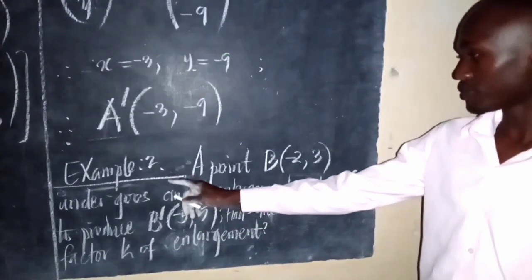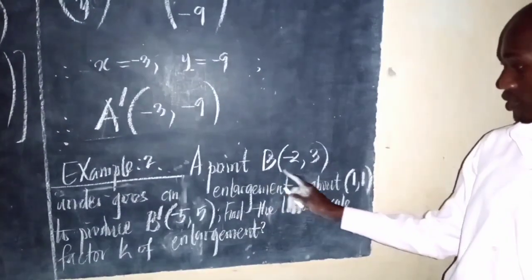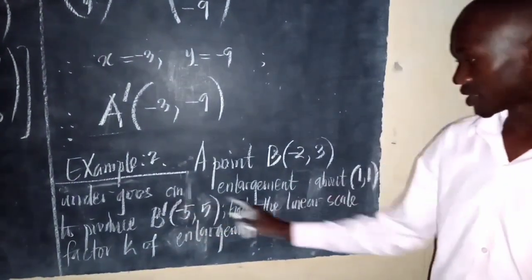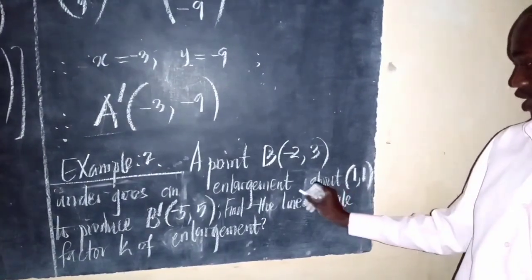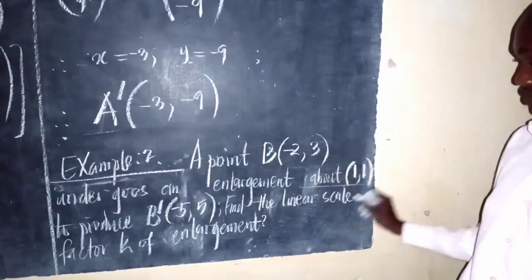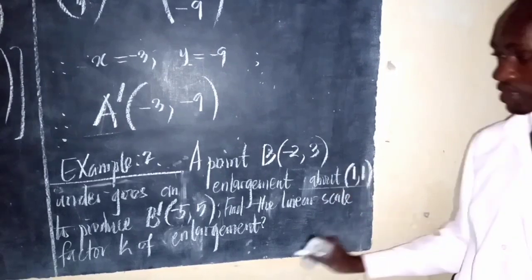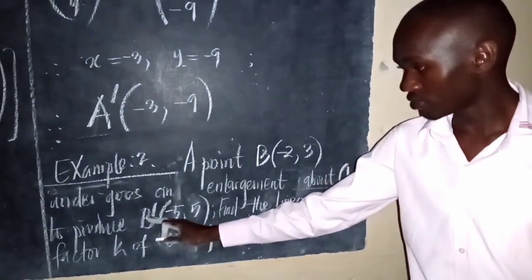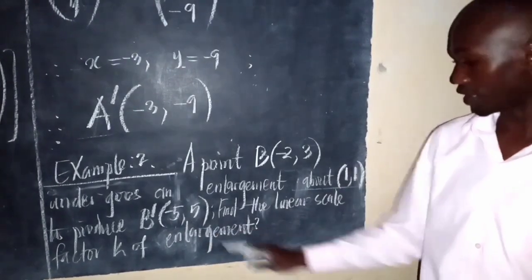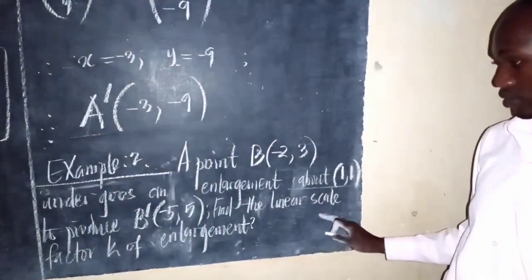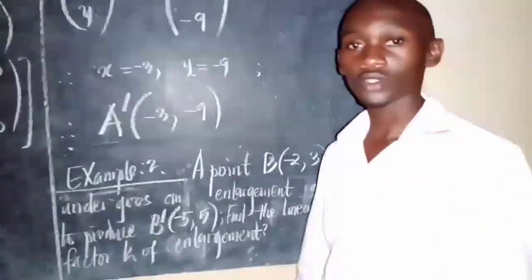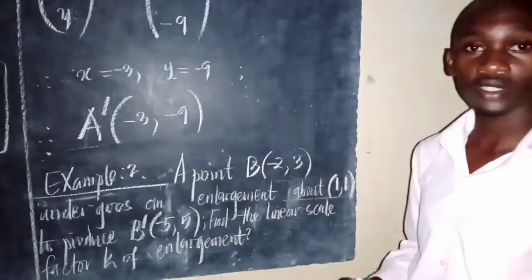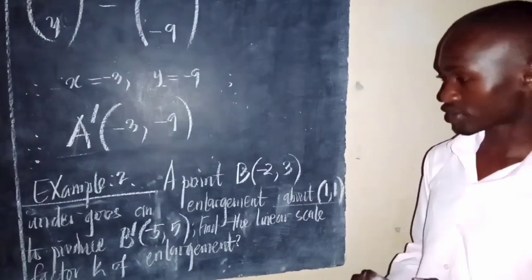So in our example 2, a point B of coordinates negative 2, 3 undergoes an enlargement about 1, 1. So this implies this is the center of enlargement, to map it onto the image B prime negative 5, 5. We have to find the linear scale factor of enlargement. So this time round, it's the scale factor of enlargement which is unknown. So let's go to the solution.